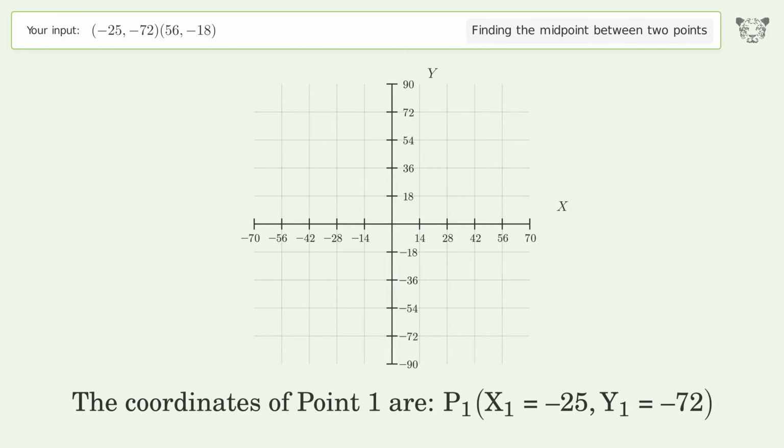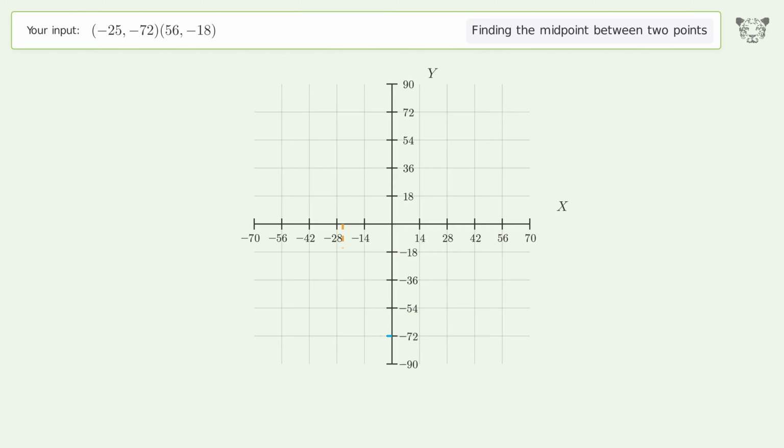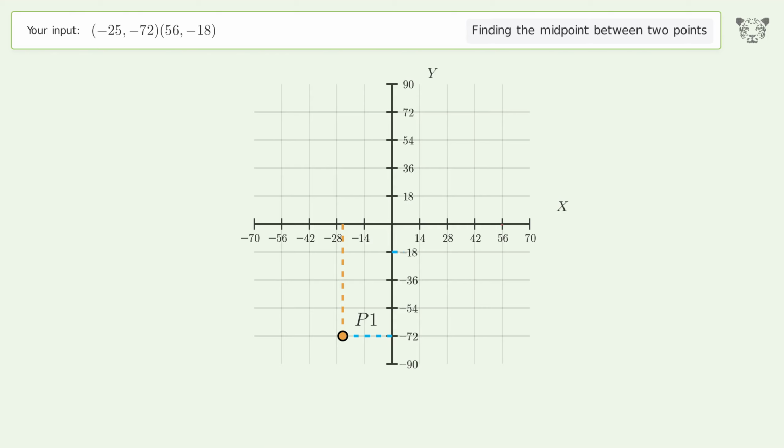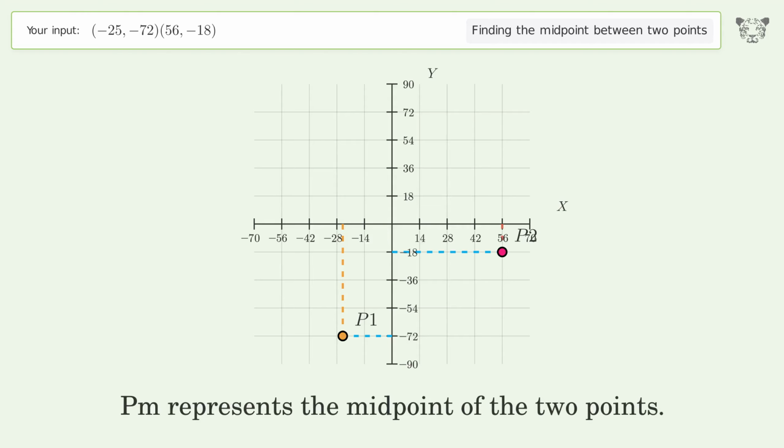The coordinates of point 1 are, x1 equals negative 25, y1 equals negative 72. The coordinates of point 2 are, x2 equals 56, y2 equals negative 18. PM represents the midpoint of the 2 points.